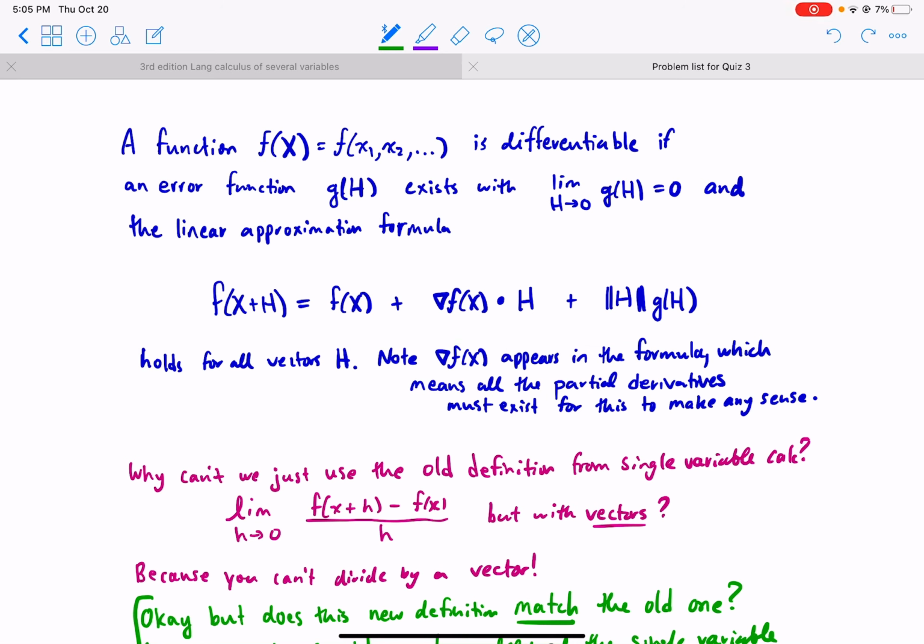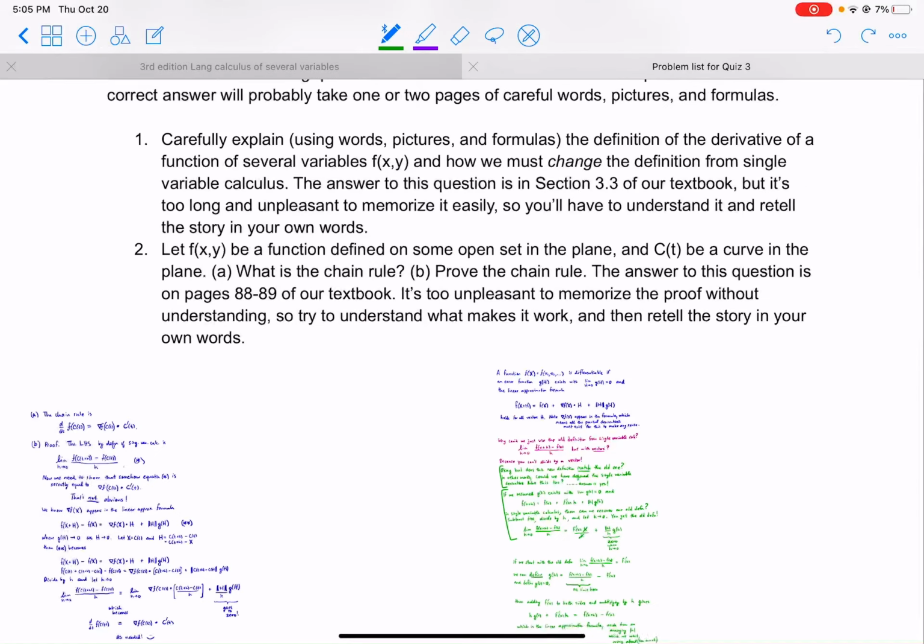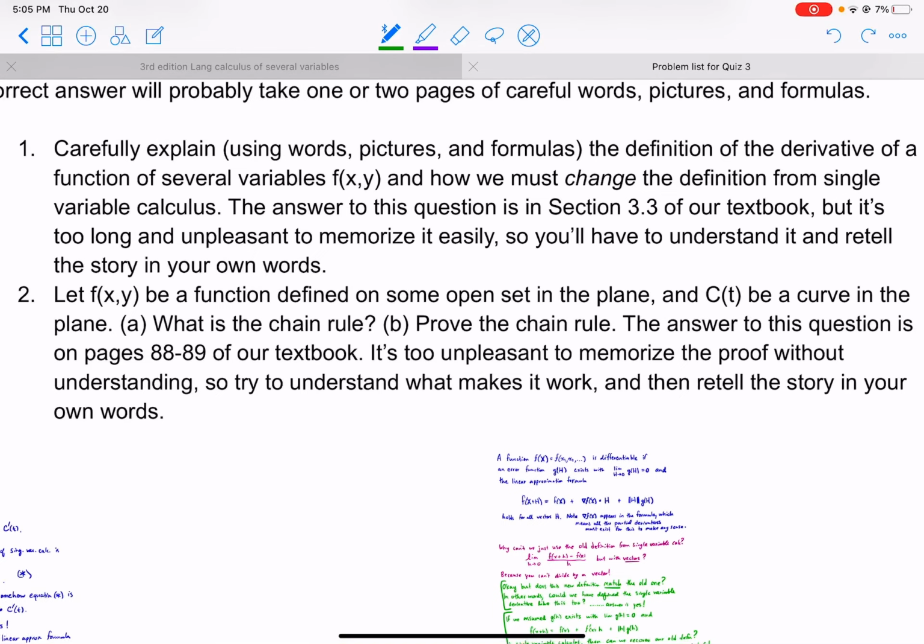Why can't we just use the old definition from single variable calculus? And why am I doing this in pink? I don't know why I chose the color pink, but how we must change the definition from single variable calculus. So I have to talk about that. I have to talk about the definition from single variable calculus.